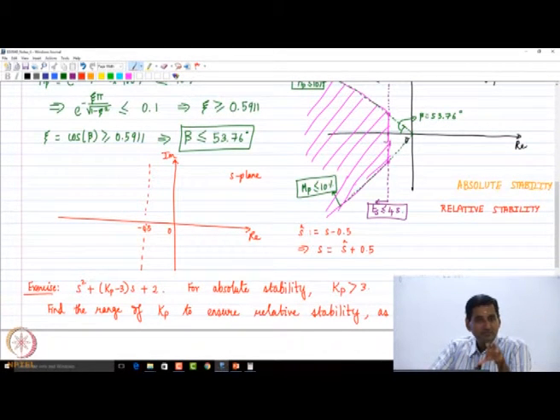So this is, I would say, an engineering solution to visualize a domain in the S-plane where you can place the closed loop poles. Okay, that's the application.